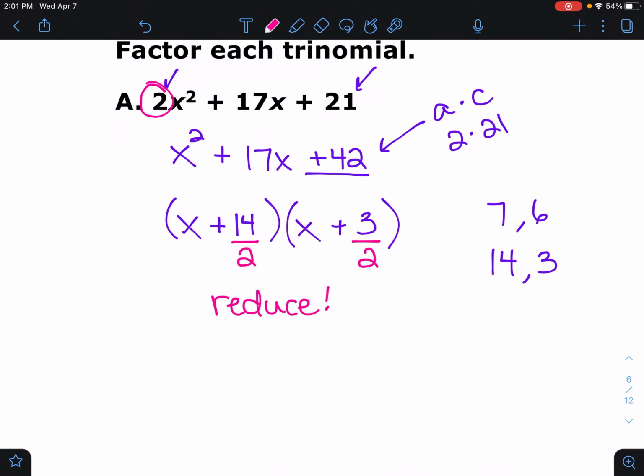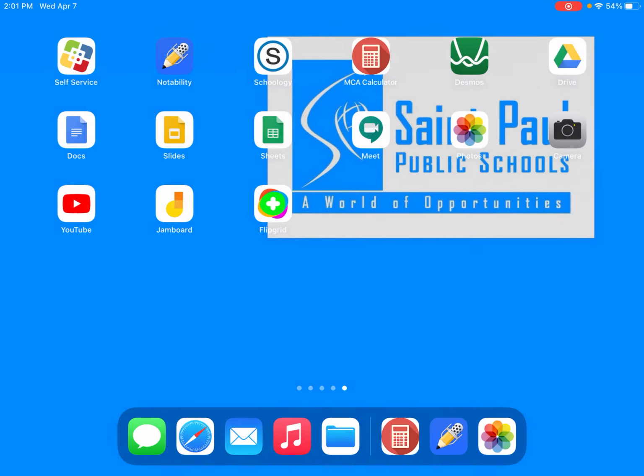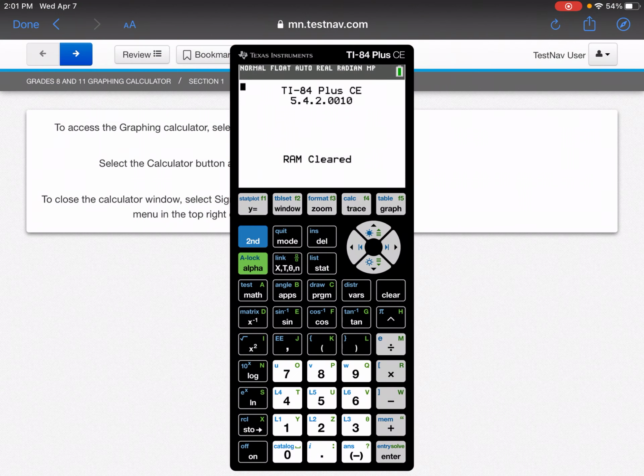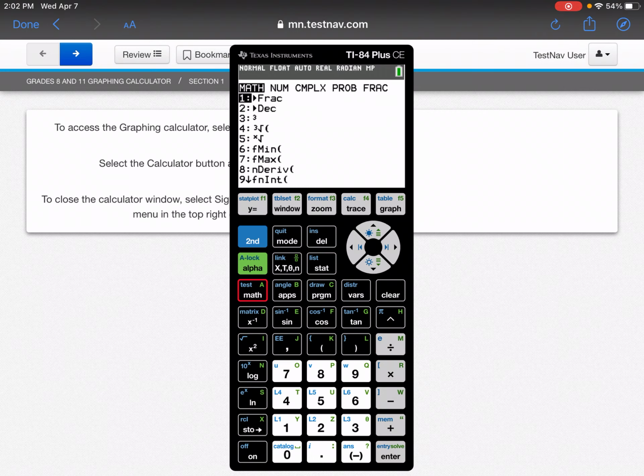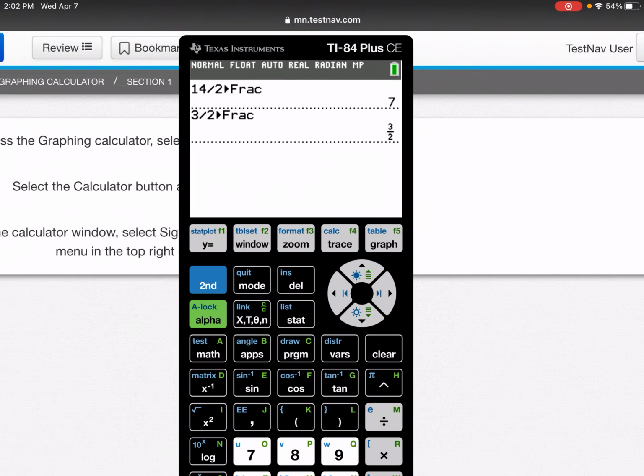All right. So now I have x plus, and if you're not great at reducing, use your calculator, right? 14 divided by 2. Okay, you can press the math, hit enter a couple of times. Now you knew that was 7 probably, but if you're not sure, you get 7, right? The other one was 3 over 2. So if I go 3 divided by 2, press math, change it to a fraction, press enter a couple times. Notice it says 3/2. It's already reduced.